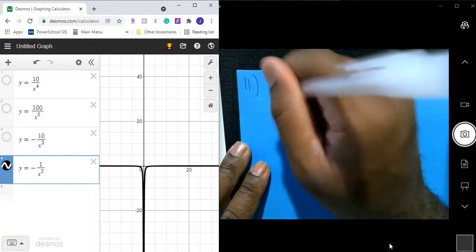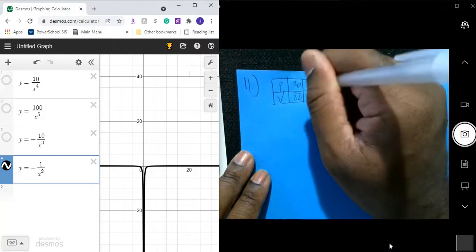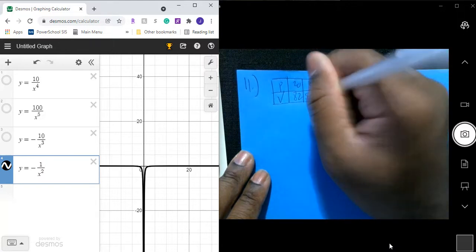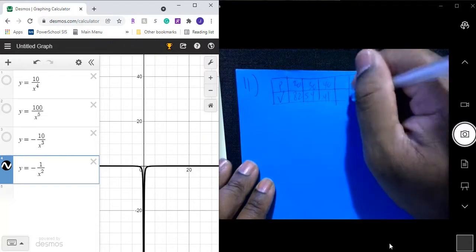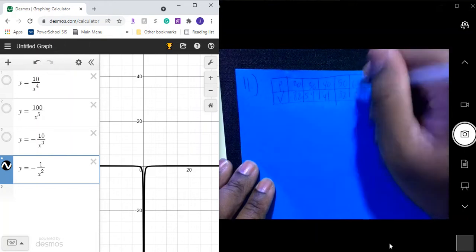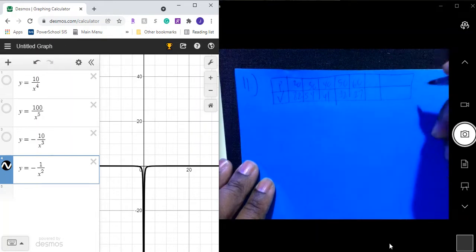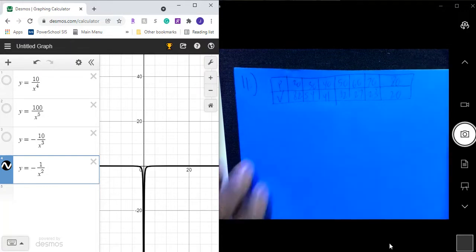So we have P and we have V. So it'll be 20, 82, 30, 54, 40, 41, 50, 32, 60, 27, 70, 23, and then 80, 20. Okay, so now it says sketch a graph of the data.